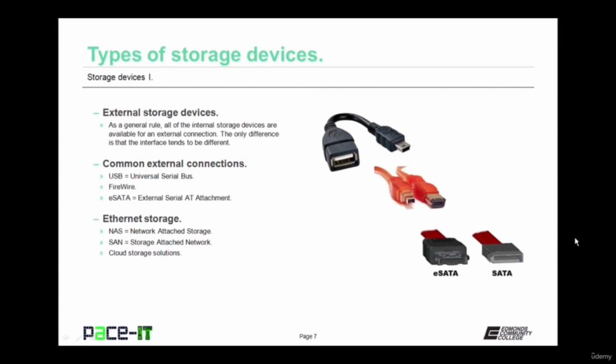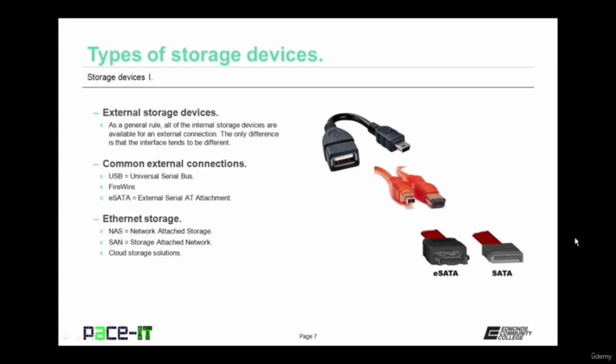Now let's talk about some external storage devices. As a general rule, all of the internal storage devices are available for an external connection. The only difference is that the interface tends to be different. Common external connections can be made through USB, Universal Serial Bus, or FireWire, the IEEE 1394 standard. And now we have what's called eSATA, External Serial AT Attachment, that some devices may also implement.